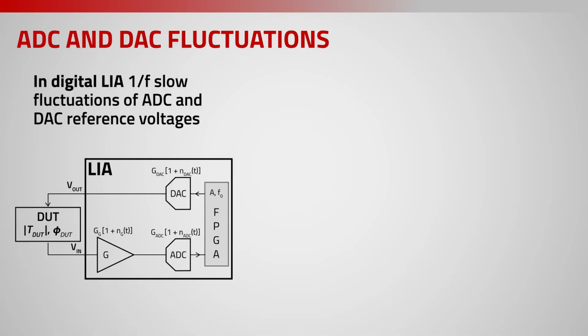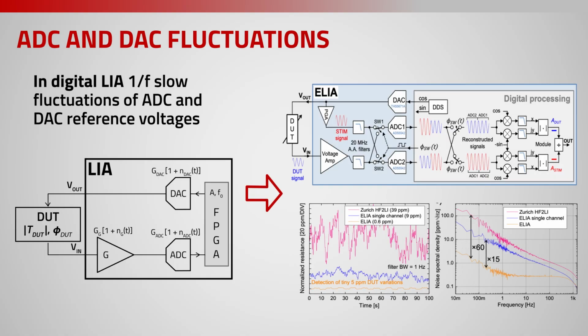Finally, a second source of uncertainty and fluctuation limiting the performance of digital lock-in amplifiers are the 1/f slow fluctuations of the reference voltages of ADC and DAC used in this implementation of the lock-in. In order to overcome this limitation, we have shown that it's possible to use a ratiometric technique where two ADCs are operated in parallel by fast switching of the input signal going through the two paths, and then reconstructing at the end and taking the ratio so to cancel the common effect due to the slow fluctuations of these reference voltages.